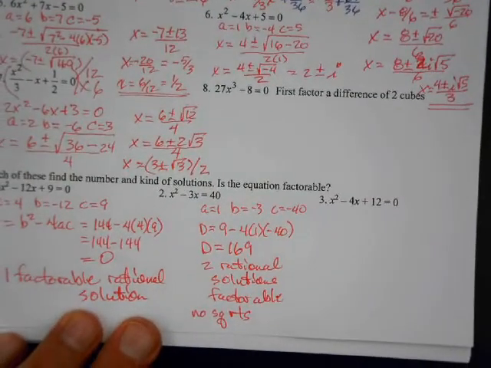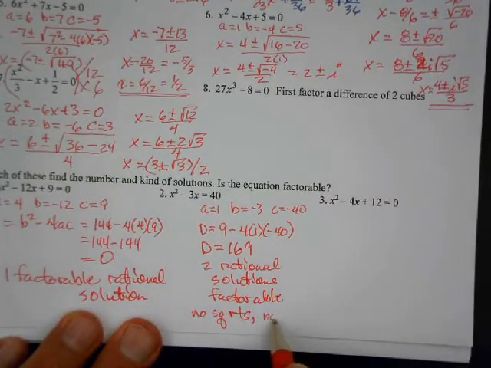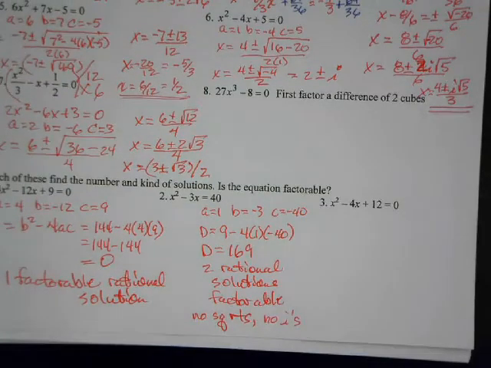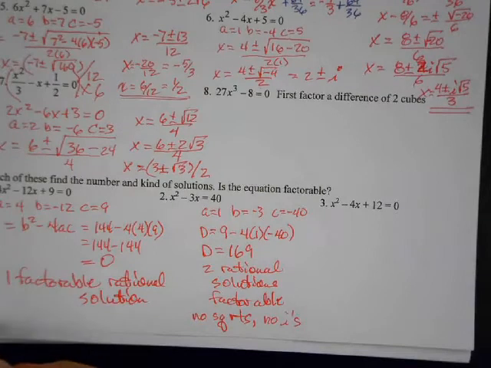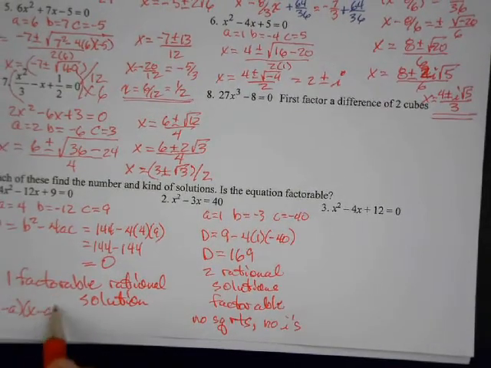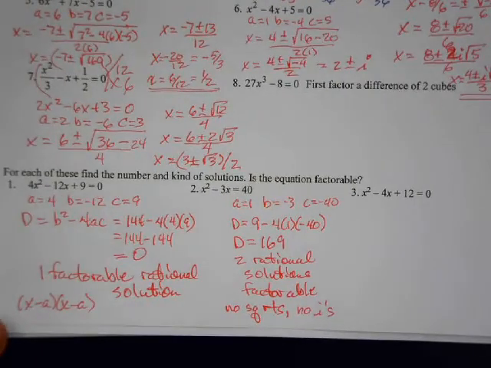Now, by the way, since this one is 0, that means that we tended to end up with some kind of problem that was kind of like this, it was the same thing twice. So when we put each one equal to 0, they're going to give us the same result. Whereas this one, we're going to end up with two different factors, but again, no square roots, no i's.